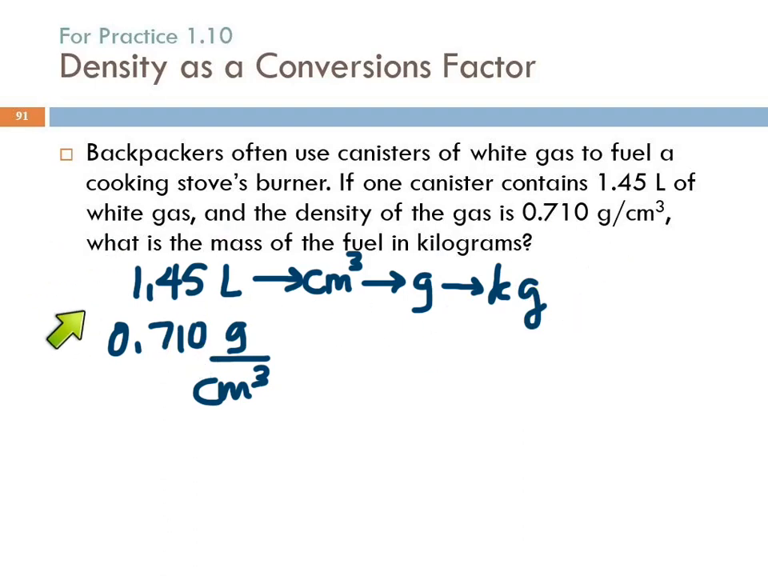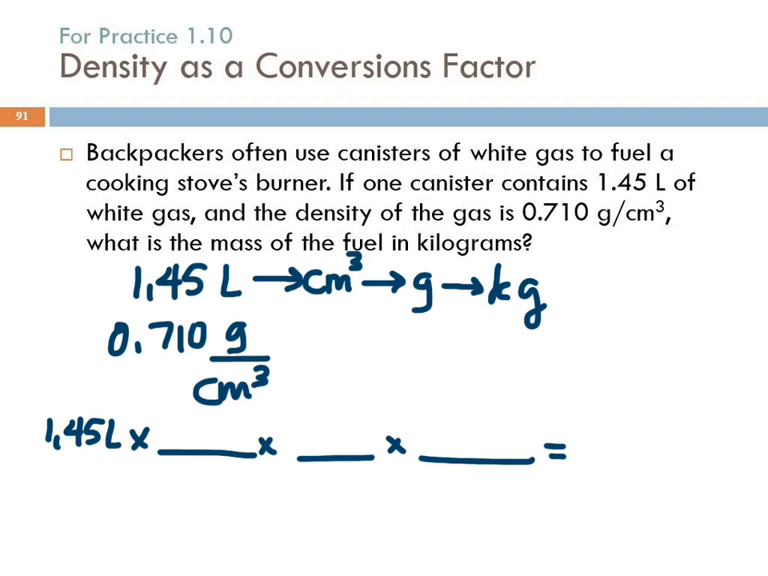This is the strategy. This tells you now what to do. That's the hard part, the thinking part. The rest of it is just following a pattern. So I'm going to write down 1.45 liters. For every arrow, I'm going to have a conversion factor. 1, 2, 3. And just like the map has Dora, chant, so we chant liters, cubic centimeters, grams, kilograms.